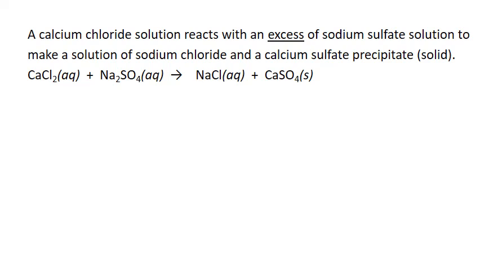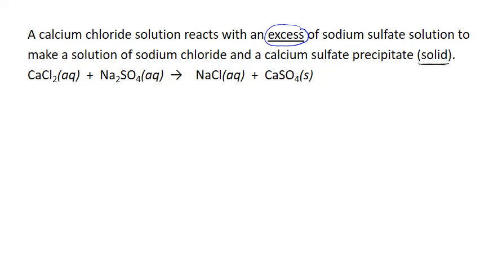Here's one we can draw for an aqueous reaction. This one has calcium chloride reacting with sodium sulfate to make a solution of sodium chloride and a calcium sulfate precipitate. Precipitate is just a fancy chemistry word for solid. One important note is that this particular reaction scenario describes there to be an excess of sodium sulfate.